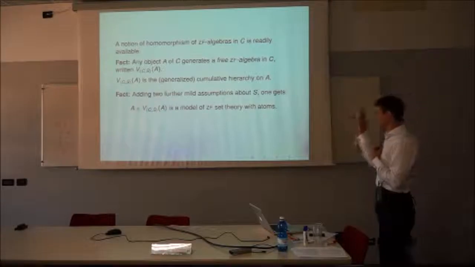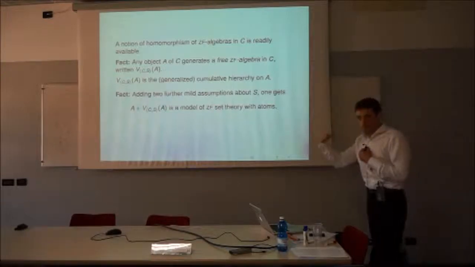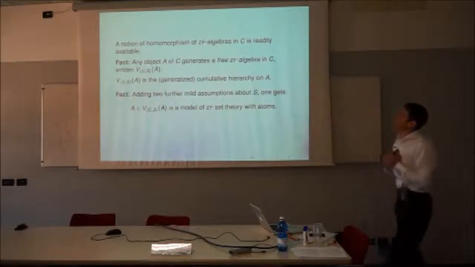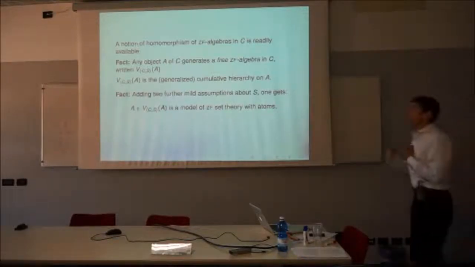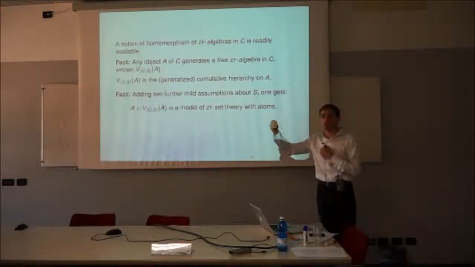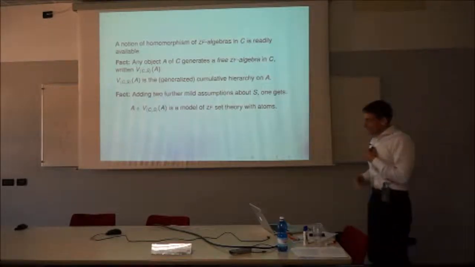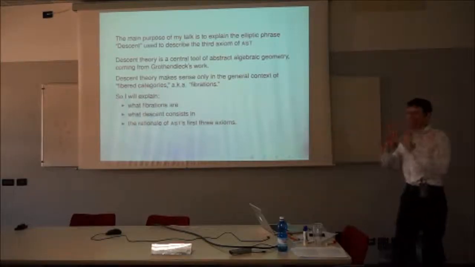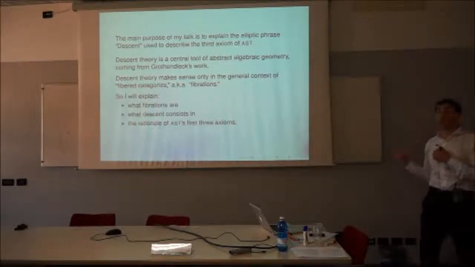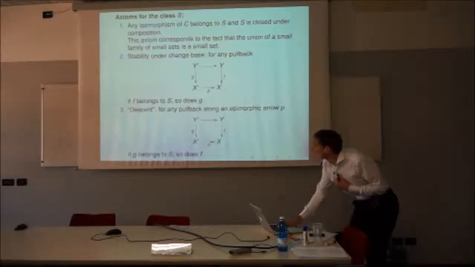And now you have that result. You have to throw in two further assumptions about the class S. But you have that A plus the free ZF algebra generated by A is a model of ZF set theory with atoms. So A plus means the disjoint union. So you really get a ZFC model. Now, the main purpose of my talk is to explain the elliptic phrase descent used to describe the third axiom of algebraic set theory.